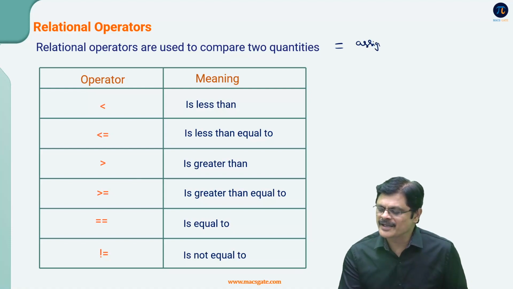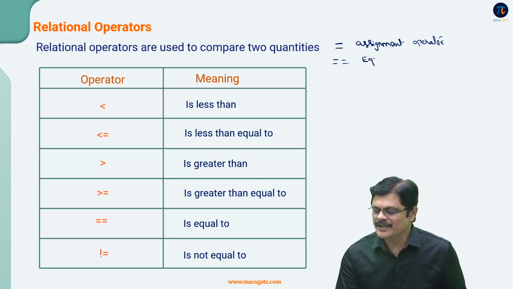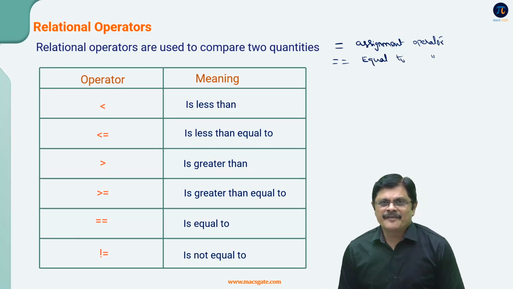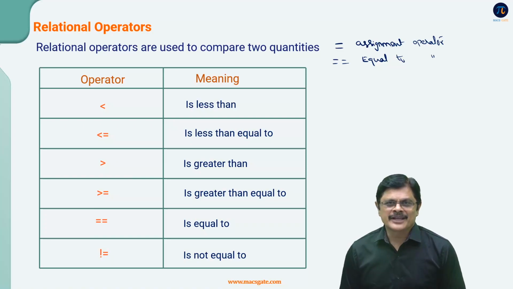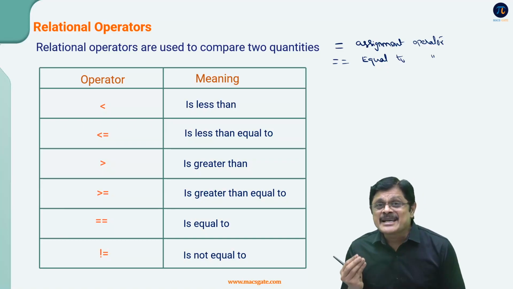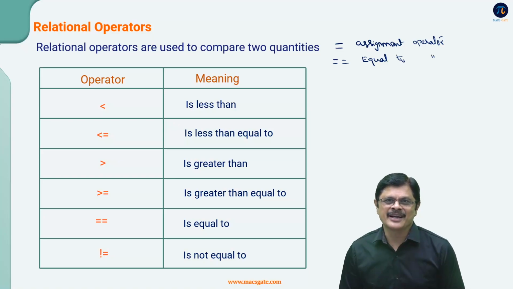assignment operator and equal to operator. Dear friends, most of the times in the place of equal to, people write assignment, and it is not a syntax error. Compiler cannot identify such semantic logical errors, my dear friends.